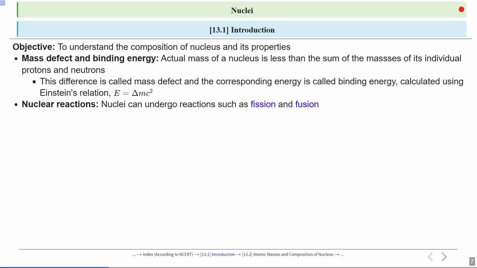Next, look at nuclear reactions. Nuclei can change through reactions like fission and fusion. These processes are responsible for the energy in nuclear power plants and even in stars.